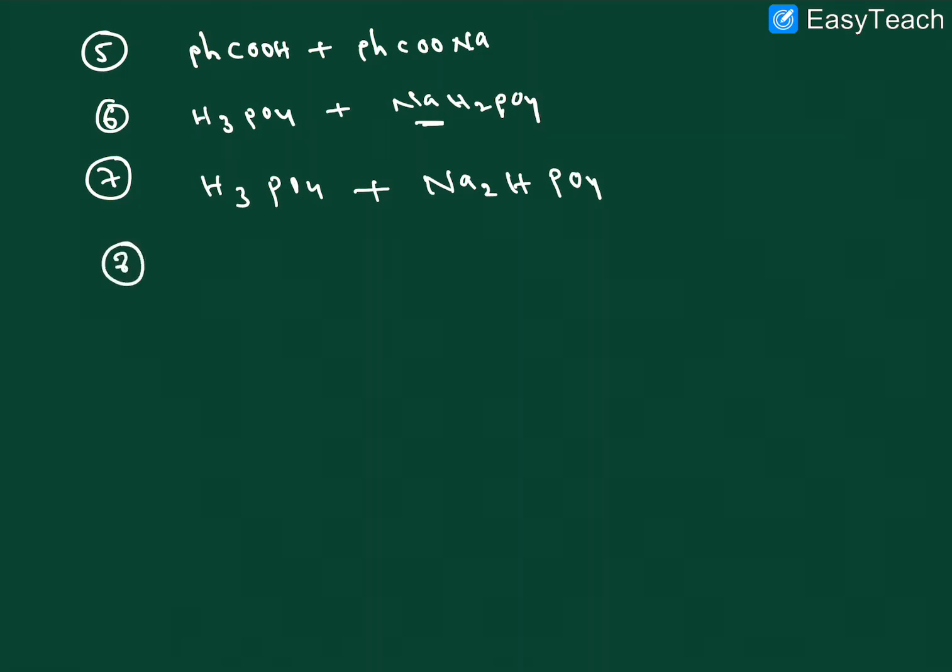And one more example here, 3 hydrogens can be replaced here. So H3PO4 plus Na3PO4. This is also called an acidic buffer, right? I hope it is clear. Right, one more example, the 9th one.